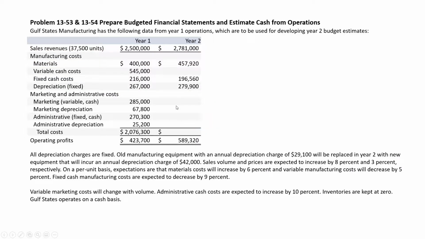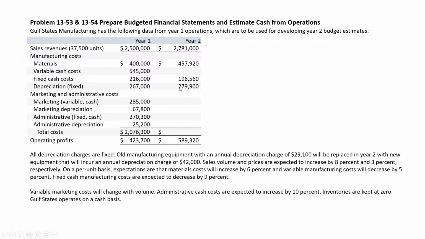I will let you work through several of the other calculations, but I just wanted to give you a head start on this and let you know altogether your check figure for operating profit for year two would be $589,320, and that would be our income statement.